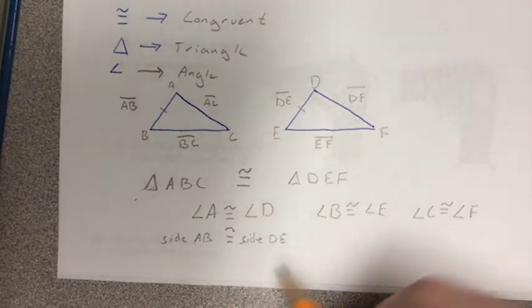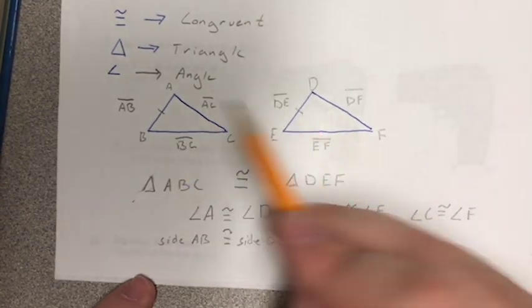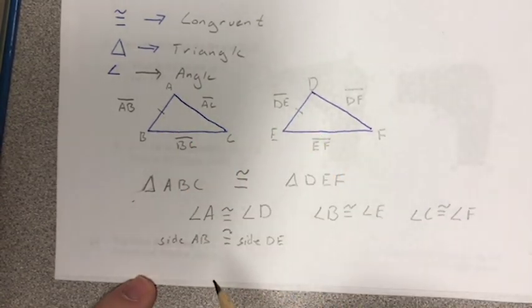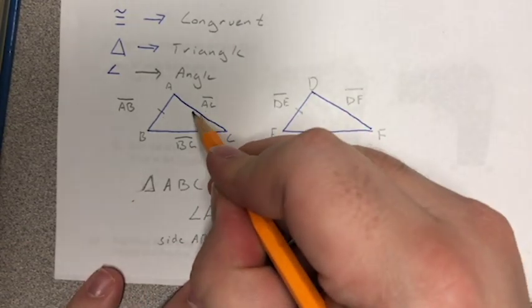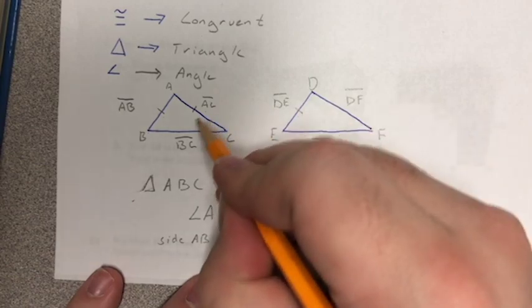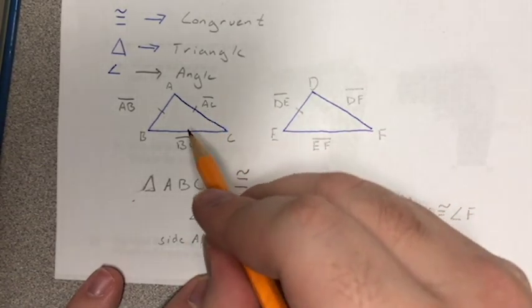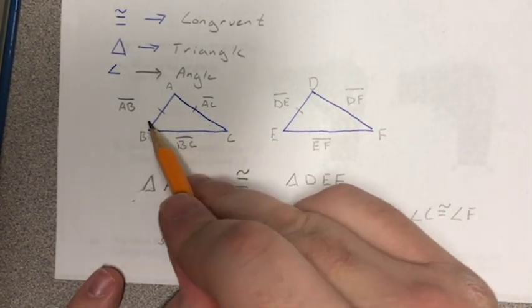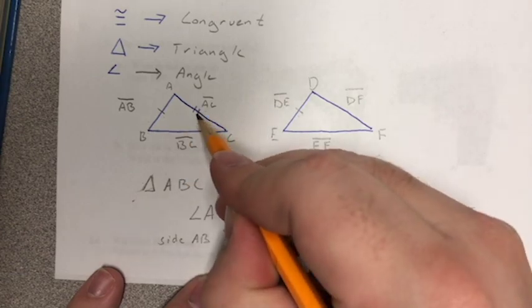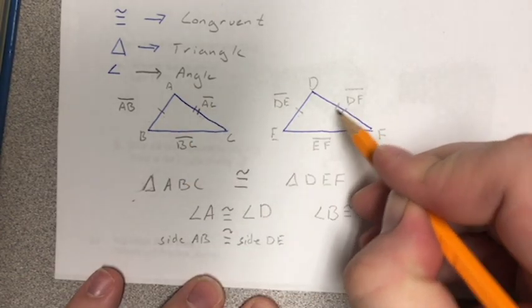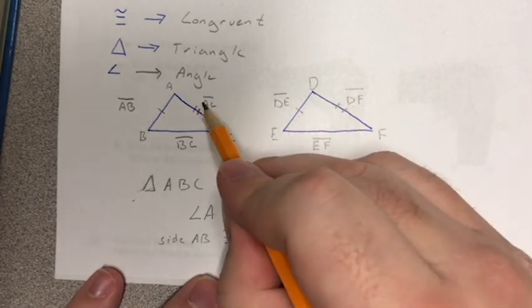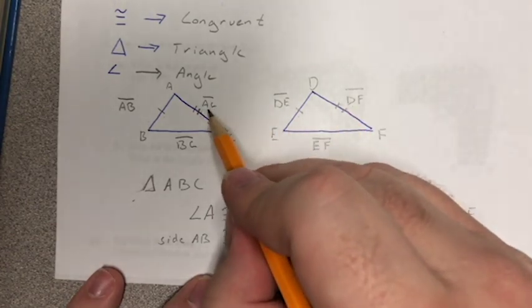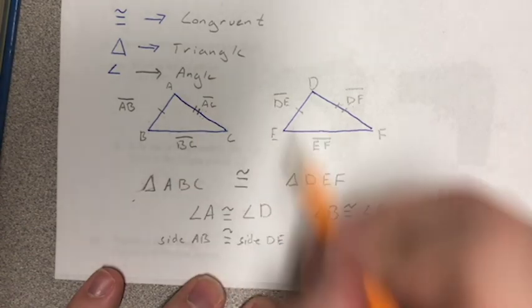If you see a hash mark, it means that these two sides are congruent. Now, we also know that AC and DF are congruent. But we don't just put one hash mark, because these two sides are not equal to the first pair, so we have to put 2 hash marks. That means these two are congruent to one another, but they are not congruent to this side or to this one.